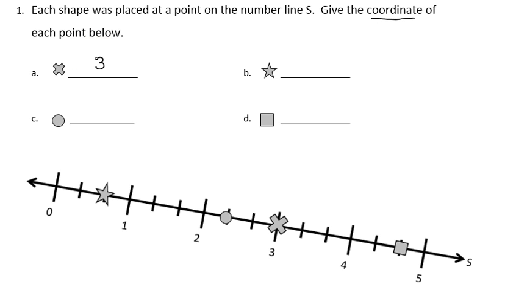If I look for the star, well, the star is between 0 and 1. This section has been divided into 3 equal parts, and the star is after 2 of those sections, so the star would be at 2/3. If we look for the circle, it is one section after the 2, so its coordinate would be 2 1/3. And then for the square, it is found 2 sections after the 4, so its coordinate would be 4 2/3.